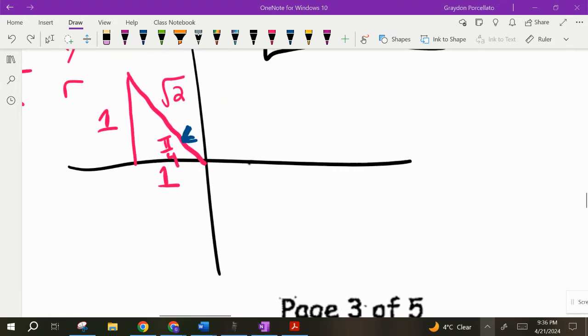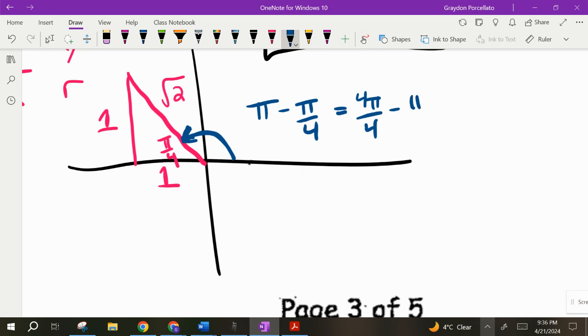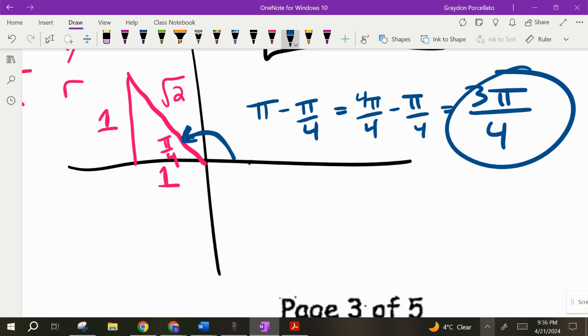So what we're going to do is think about it like this. That's the angle that I want. I know this little angle in here, and I also know that a whole half circle is pi. So all I'm going to do is go pi minus pi over 4. That's equal to 4 pi over 4 minus pi over 4. Get a common denominator, and I get 3 pi over 4 as my answer there. Okay?